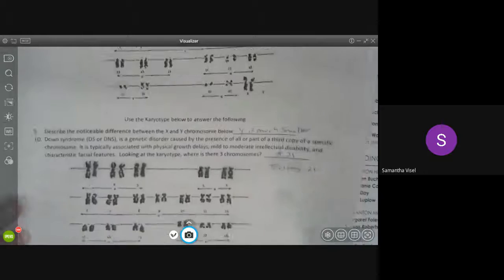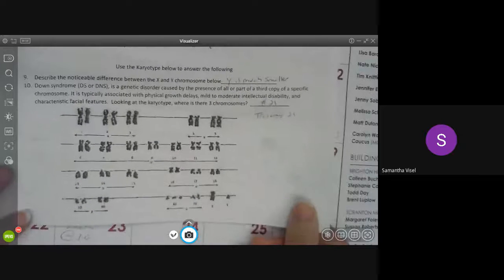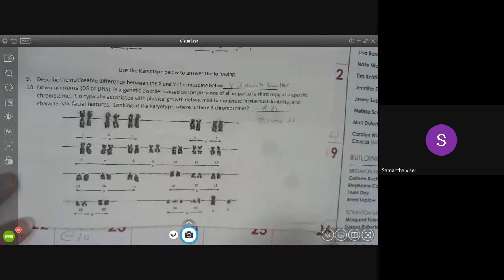All right, and then our last one here, you had to describe a noticeable difference between the X and Y chromosome. So the Y chromosome just happens to be much smaller in size than the X chromosome.